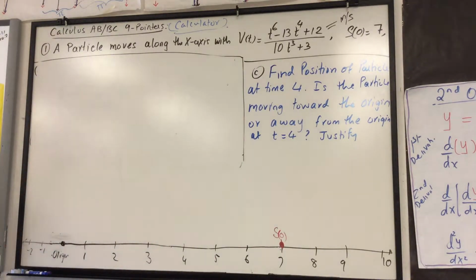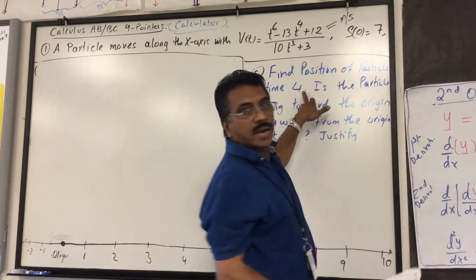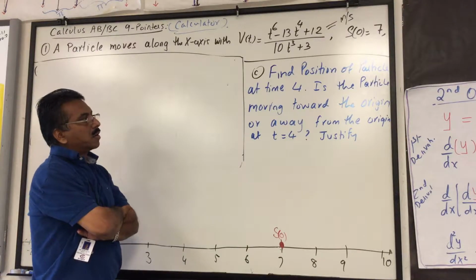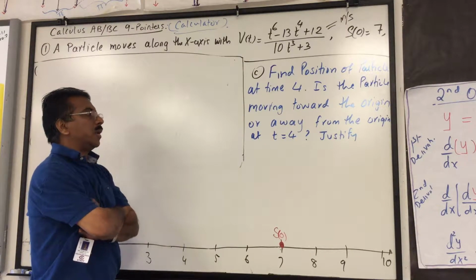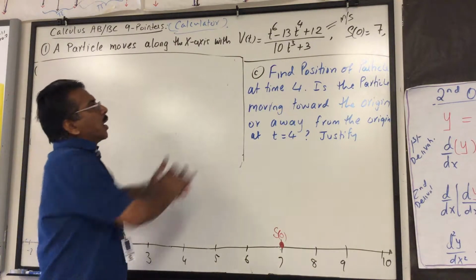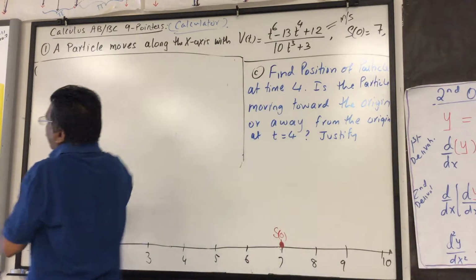So part C: find the position of the particle at time 4 seconds. Is the particle moving towards the origin or away from the origin at time t equals 4? In such a case, how do we know? Okay, this is easy stuff. Finding the position of a particle is done directly by the formula.